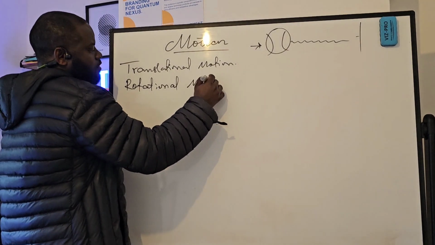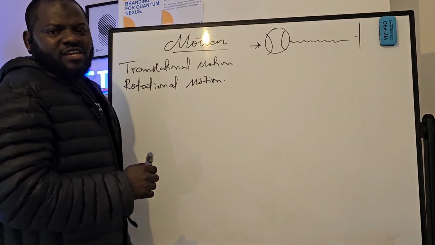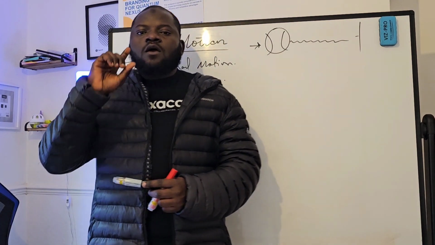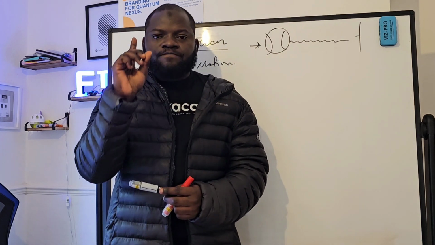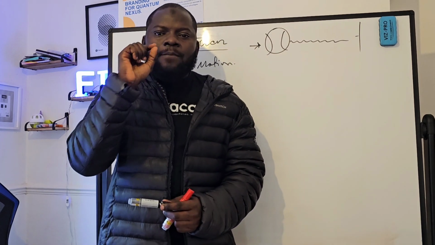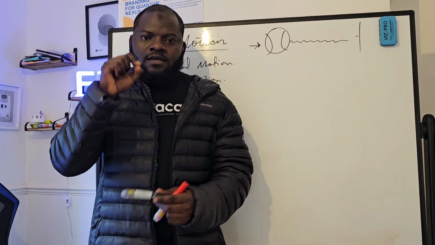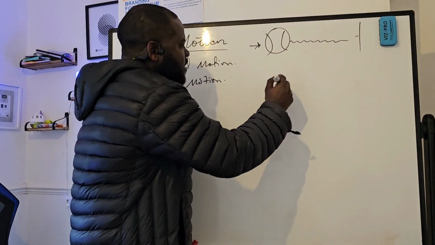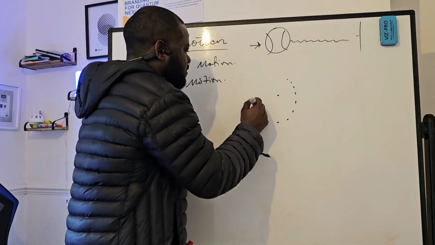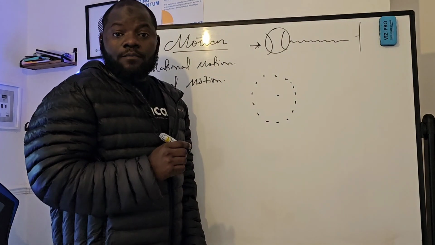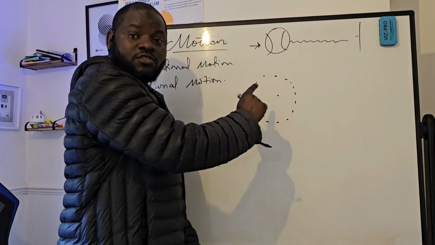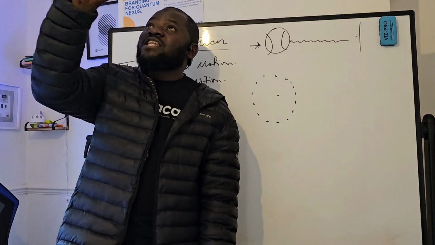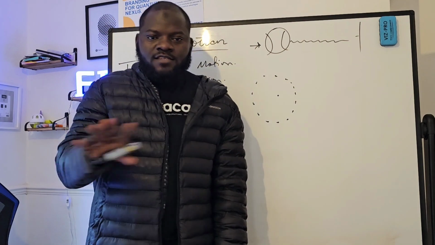Rotational motion. When you say that a motion is a rotational motion, what does it mean? It means that a body is moving in a rotating manner about a fixed point. This is a fixed point, and a body is moving around it continuously, non-stop, just like your ceiling fan.